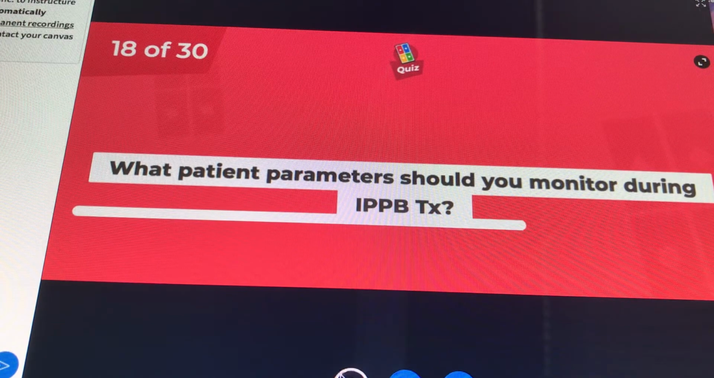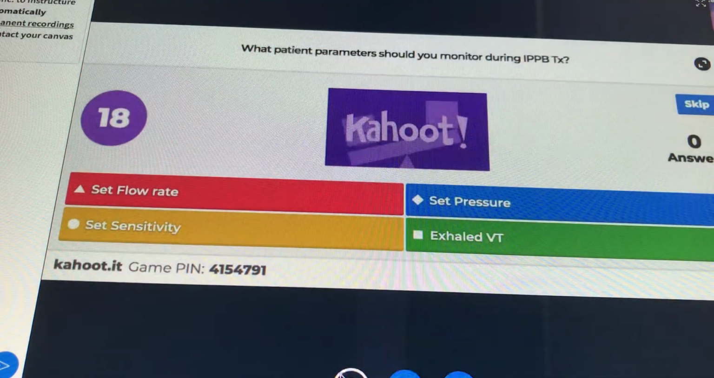What patient parameter should you monitor during IPPB treatment or therapy?